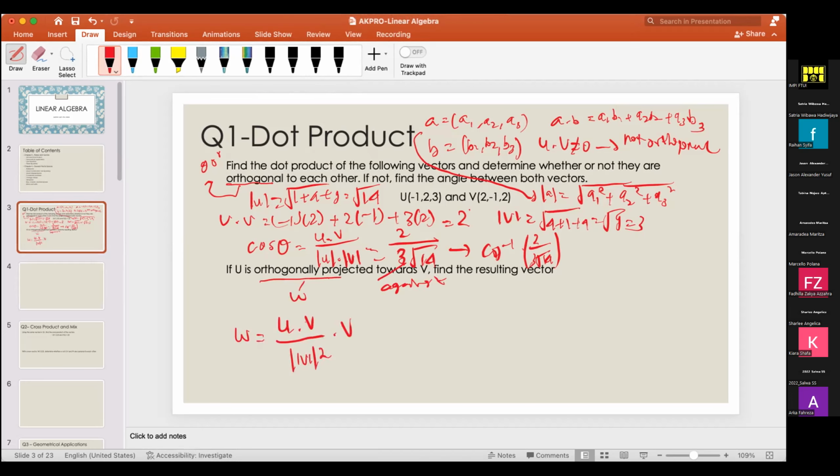And so this is the result. 2 over the norm V squared. Norm V is 3, so the norm V squared would be 9, times 2, negative 1, 2. And so this results in 4 over 9, negative 2 over 9, and 4 over 9. So this is our resulting vector.